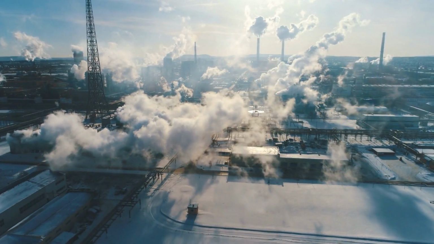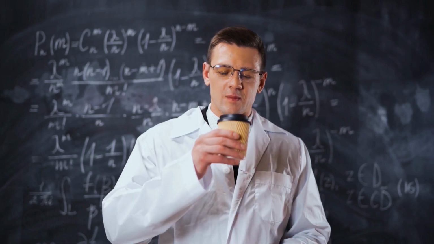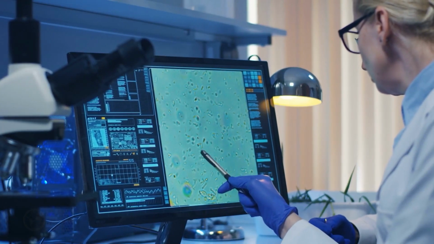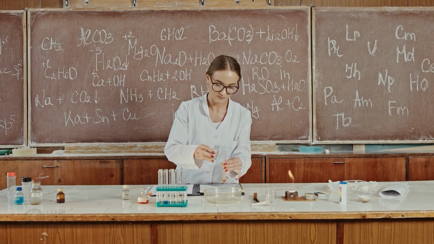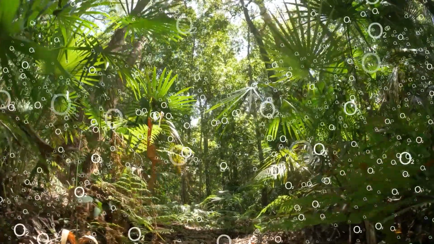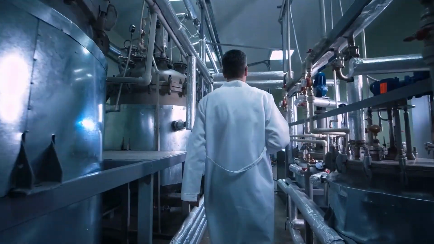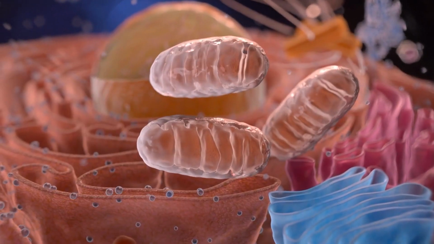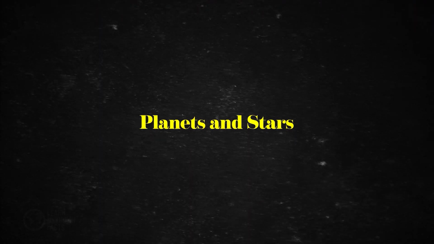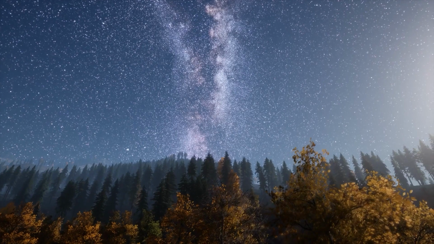The complexity of life arises from the intricate interactions between these cells, governed by the laws of chemistry and physics. For instance, the process of cellular respiration converts glucose and oxygen into energy, carbon dioxide, and water, illustrating the interplay of chemical reactions in living systems. Now, let's step outside the microscopic world and explore the scale of planets and stars.